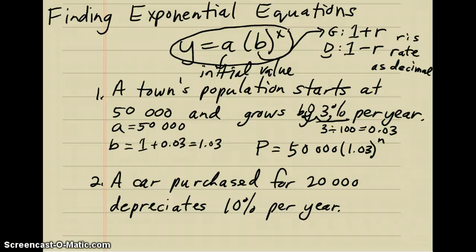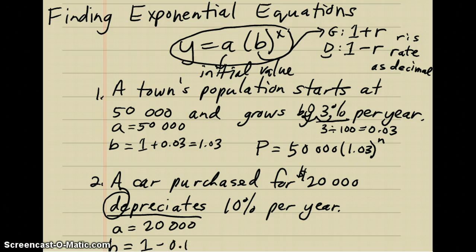The second example is a car is purchased for $20,000 and depreciates 10% per year. It's going down, depreciates. So we need again to find a and b. B should be less than 1 now. A is the starting price, and b is the decay rate. So it's 1 minus, and 10 divided by 100 is 0.1, which is 0.9.